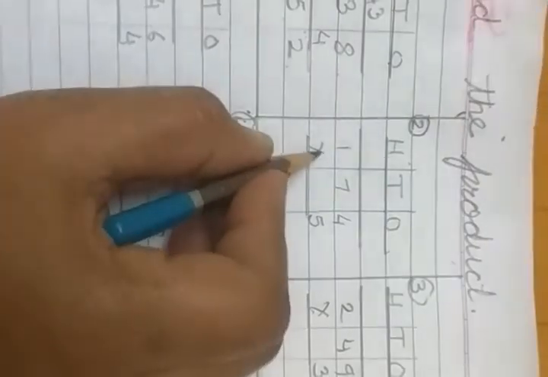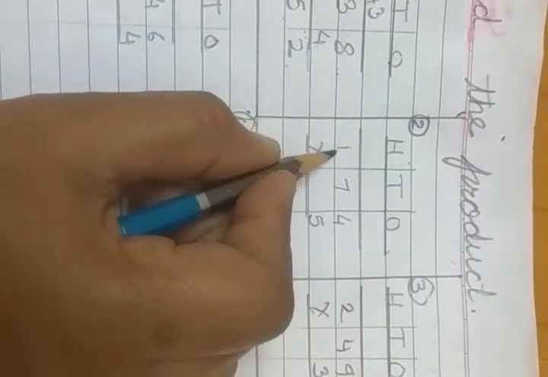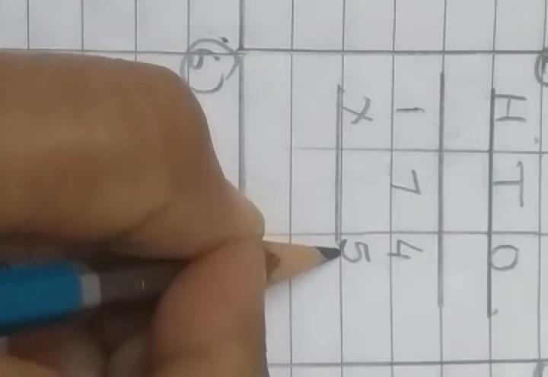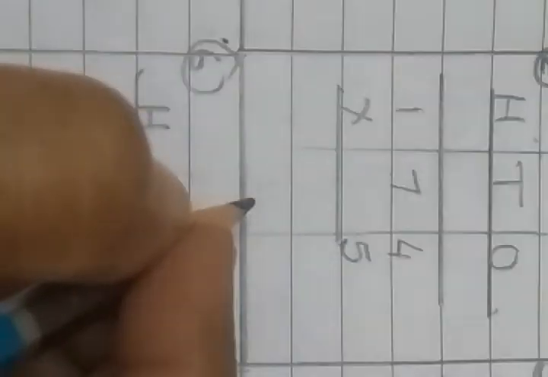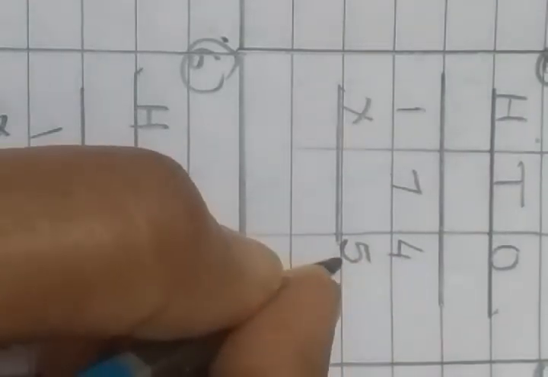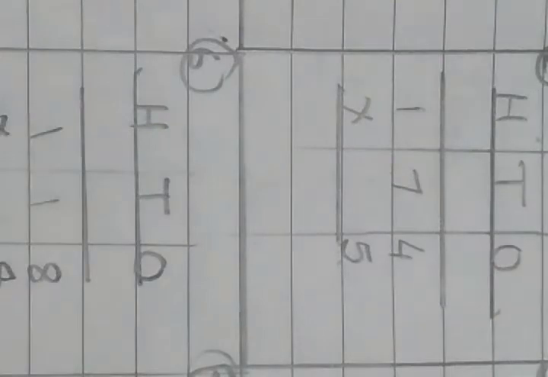Now look at the second example. 174 multiplied by 5. First we will begin with the ones side. 4 ones multiplied by 5. 4 fives are 20. Now you can do rough work.